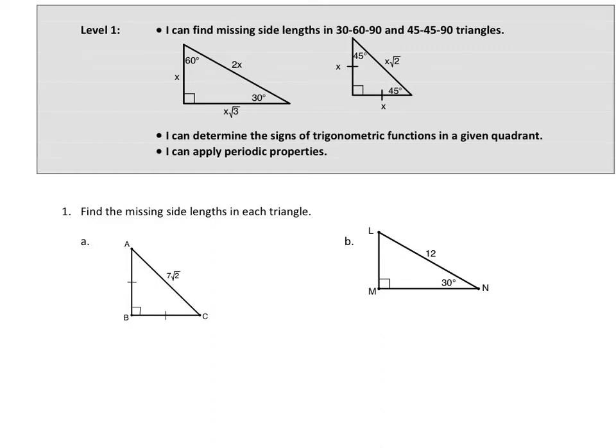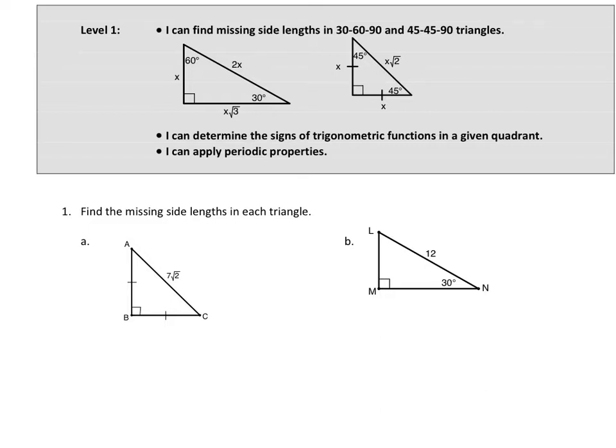In level 1, we will be reviewing 30, 60, 90 triangles and 45, 45, 90 triangles, and also determining the signs of the trig functions in given quadrants. And then also looking at applying periodic properties. 30, 60, 90, and 45, 45, 90 triangles are important for the ACT coming up.